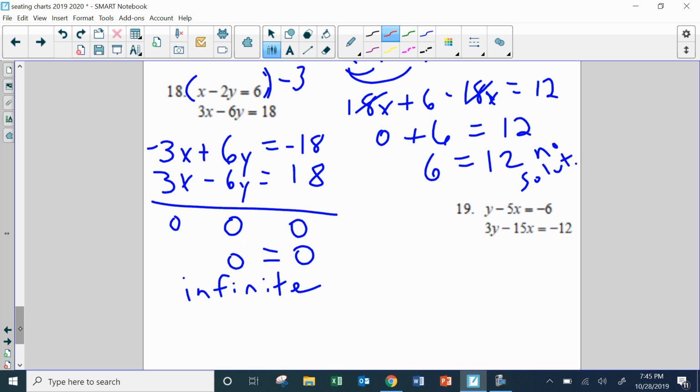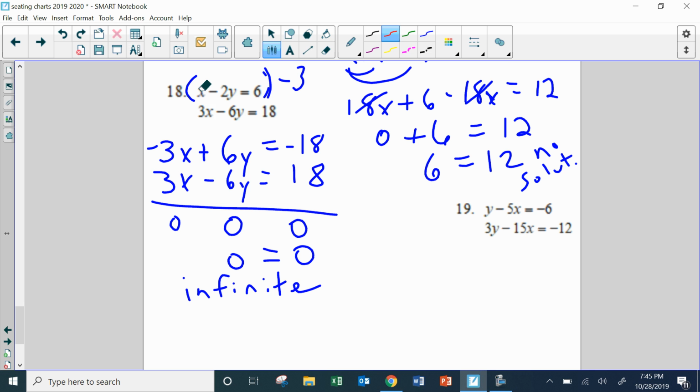But you'll also notice too, if I were to multiply through by positive 3 on this particular equation, it would give me the same exact equation as I have right here. So those are just simply equivalent equations. If they're equivalent equations, then when you graph them, the lines are going to be right on top of each other, which means it's also an infinite solution. Anytime you can multiply through by a number and you get the exact same equation as the other equation, it's going to be an infinite solution.